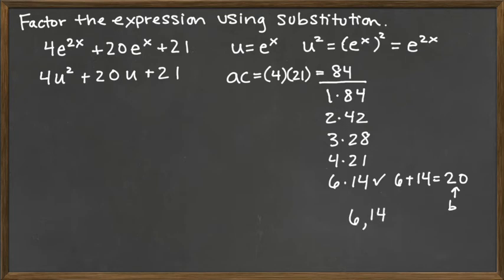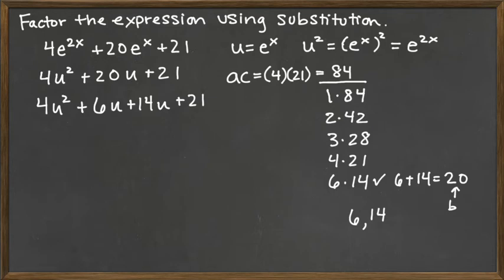So that pair of numbers is going to be used to split this middle term here. This 20u is now going to become two terms. So we keep the 4u squared at the beginning, but we break 20u up into two terms based on the pair of numbers we found. So 6u plus 14u, because 6 and 14 were our numbers that we found. And then we have the 21 at the end.